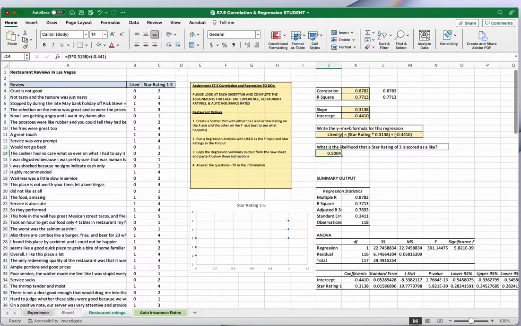Now let me go over the quiz questions for that, in case you missed it. Using the restaurant ratings tab, question number 3 says the intercept is a positive 0.4410. That's false. It's actually negative. The next question, which we already answered, is what's the likelihood that a 3-star rating would be considered a negative response? It's 50%, or a positive response, 50%.